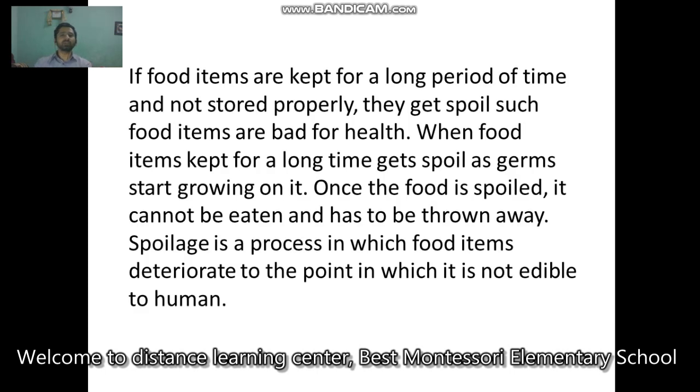Now, when we keep food for a long period of time, or if we do not store it properly while keeping it for a longer period, then there is a development of germs. There is an origin of germs, or we can say germs start growing on the food, and the food gets spoiled. These spoiled foods are bad for our health.